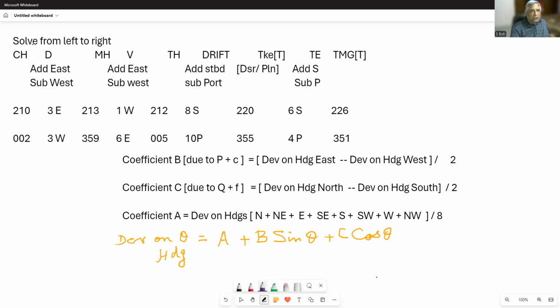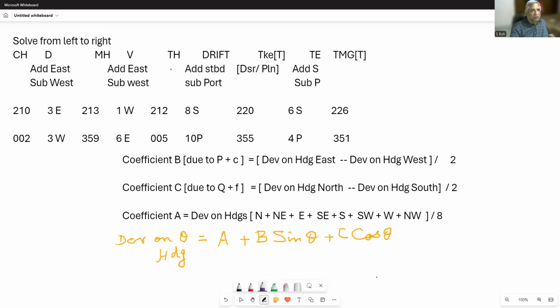When I solve this problem from left to right, east deviation and east variation are added, and starboard drift is added. If I'm solving from right to left, starboard drift will be subtracted to get true heading. West will be added to true heading to get magnetic heading. East will be subtracted from magnetic heading to get the compass heading.